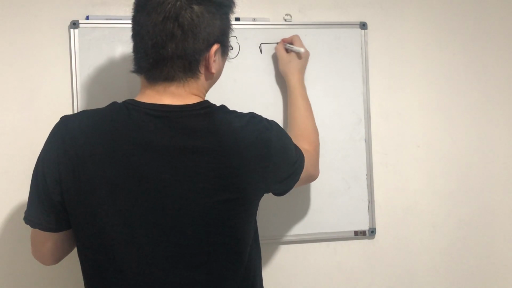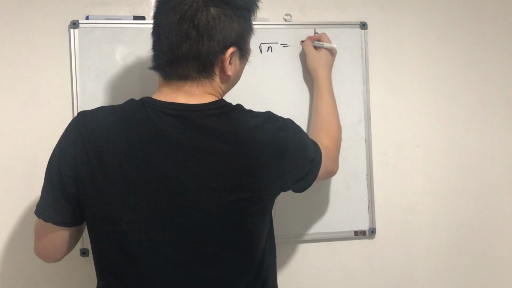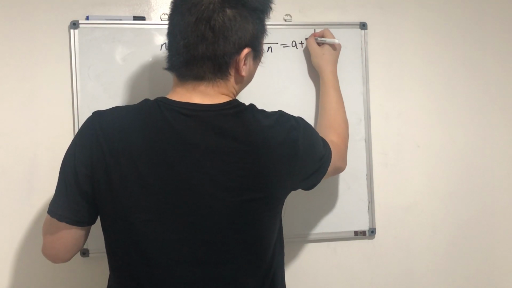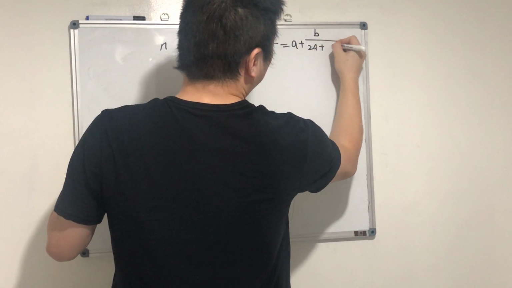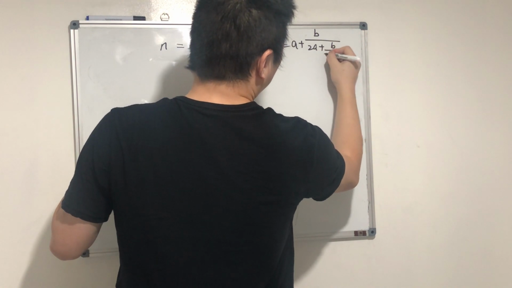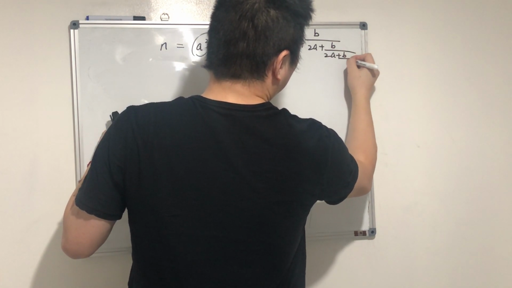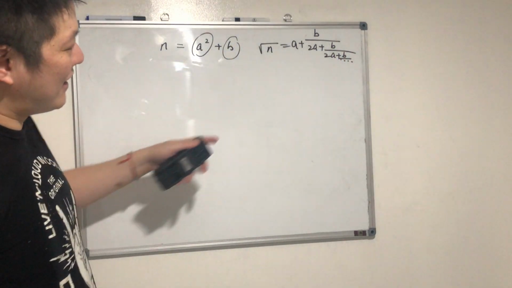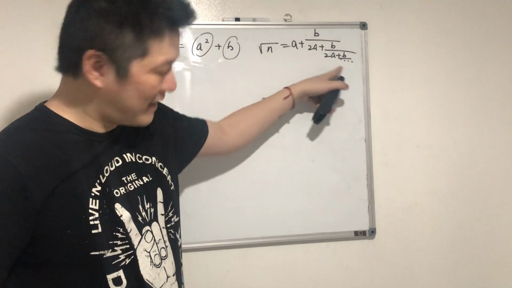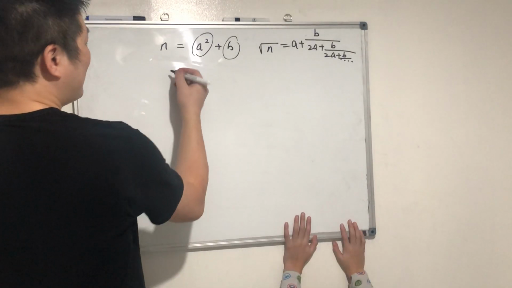Look, so square root of n equals a plus b divided by 2a plus b divided by 2a plus b, divided, and it continues like that. So look, let's do this.